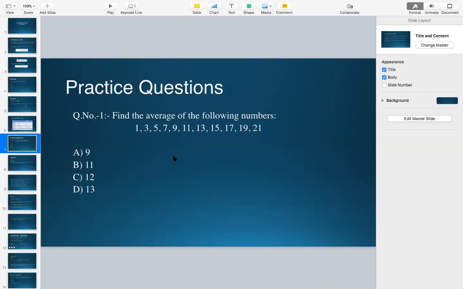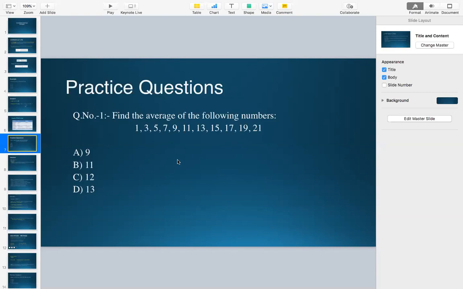As soon as I gave you the following set of numbers, 1, 3, 5, 7, 9, dot, dot, dot, till 21, you should be able to identify that this is nothing but a set of consecutive numbers, okay, which is increasing by 2. So what will be the formula for average? First term plus last term whole divided by 2.